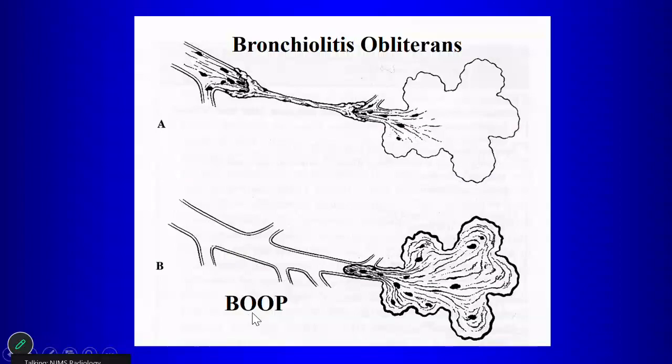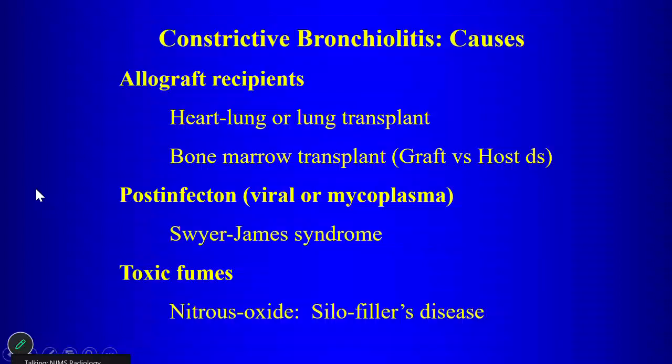So do not confuse this with BOOP. This is one of the regions where terminology was changed, bronchiolitis obliterans with organizing pneumonia. With BOOP, the primary problem is in the air spaces, the organizing pneumonia. And then secondarily, that fibrotic process, you get these fibrinoid plugs that invade the small airways. That's causing the bronchiolitis obliterans. Here with bronchiolitis obliterans, the fibrotic process occurs directly around the small airways. It does not involve the alveolar air spaces.